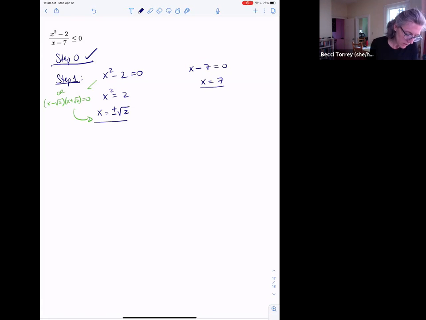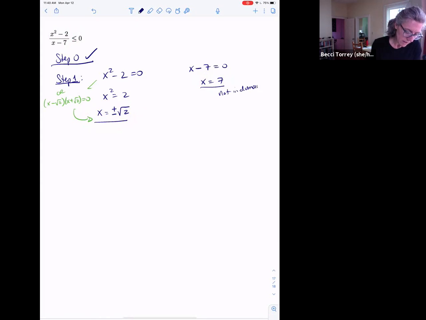And remember that if we had strictly less than 0, we wouldn't use any of these as actual solutions, because we would be looking for strictly negative, not equal to 0. But the little bar down here means also equals 0 is possible. So the x equals plus or minus square root of 2, those ones will give us solutions, but x equals 7 is not in the domain.